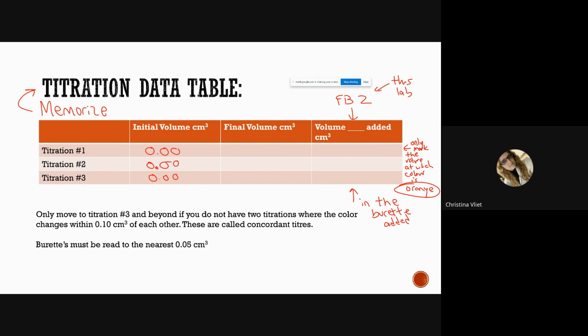So for example, if the color changes here and it's 24.5 and here it's 24.6, this is example data. 24.5 minus 0 is 24.5. 24.6 minus 0 is 24.6. If you get this, you stop. You're good. If you have two titrations where the color changes within 0.1 of each other, you stop. You don't do a titration 3. If you actually do a titration 3, you lose a mark.